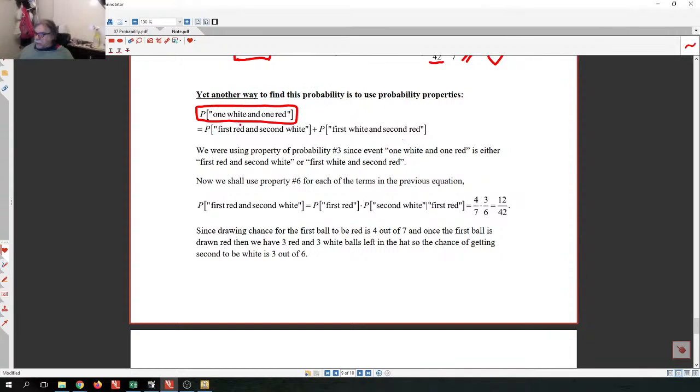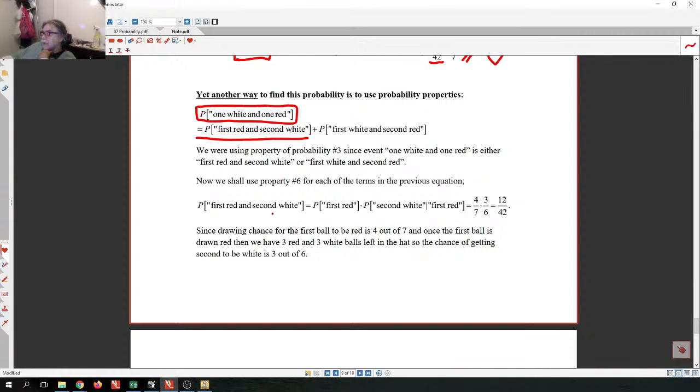you can calculate the probability of both of them, or one of them happening, by calculating the first one's probability, the second one's probability, and adding them up. This is the probability of either the first red and second white, or the first white and the second red, which means 1 white and 1 red, right? So this event is an or between 2 things: either first red and second white, or first white and second red. So I calculate this probability first, and then this probability second, and I add them, and I get the probability I'm looking for. Okay, so let's calculate the first one.